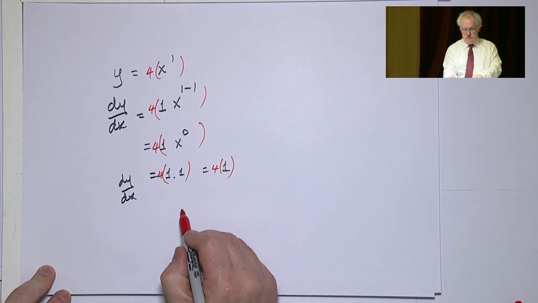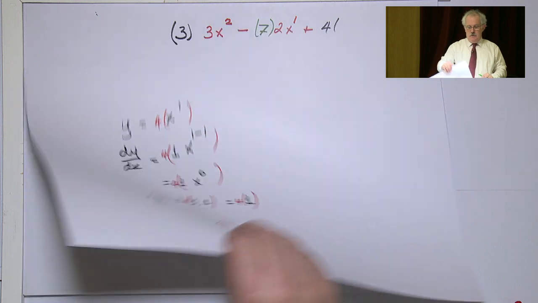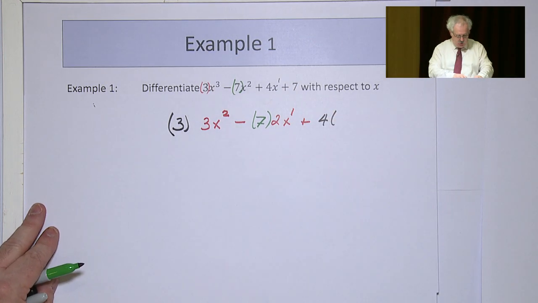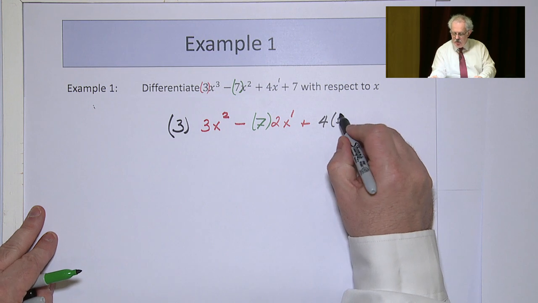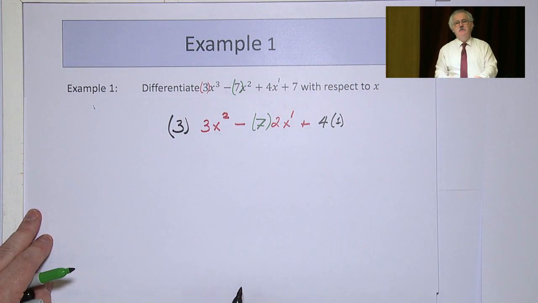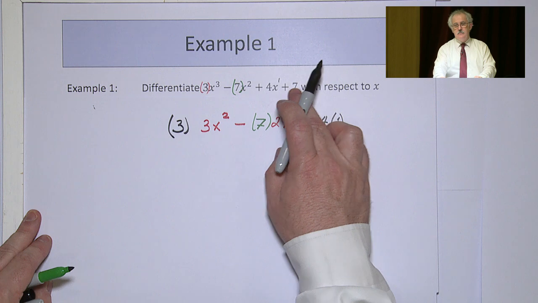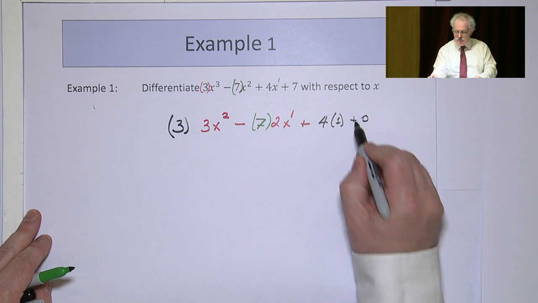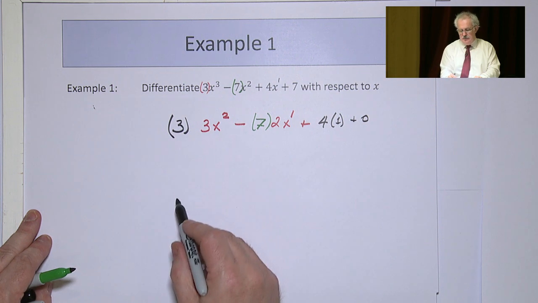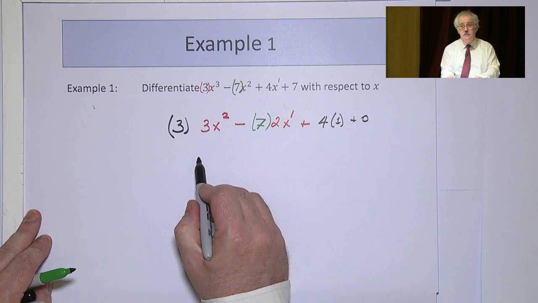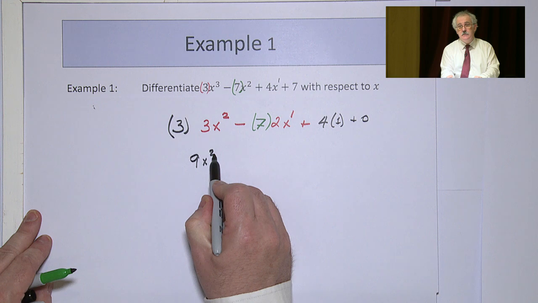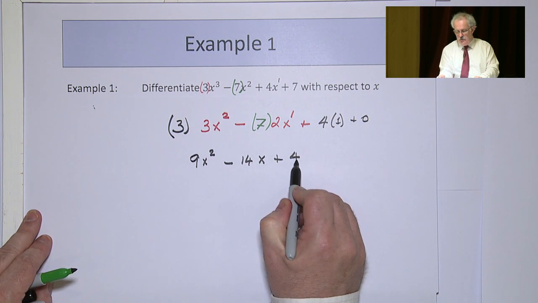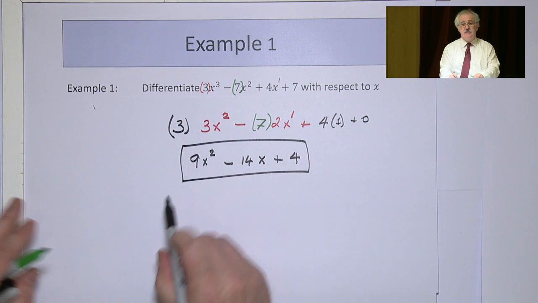Four times 1, 4. So dy dx here would turn out to be 4 times 1. And what happens with the 7? dy dx of 7? 0. So the answer turns out to be 3 times 3x squared, which is 9x squared, minus 14 times x plus 4. Is that the differentiation?